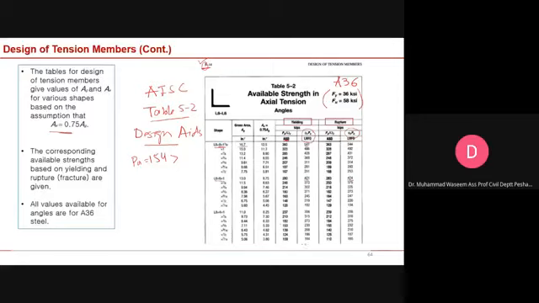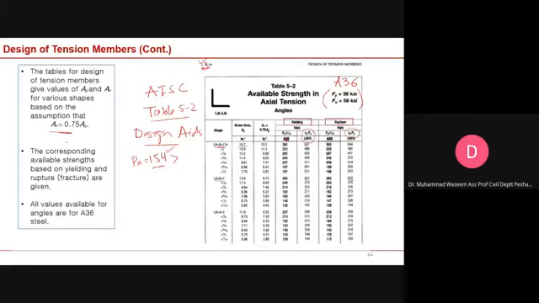So you have to find a section which is giving a capacity higher than this value. Simply select the shape and you will see what values you are getting based on yielding and rupture.